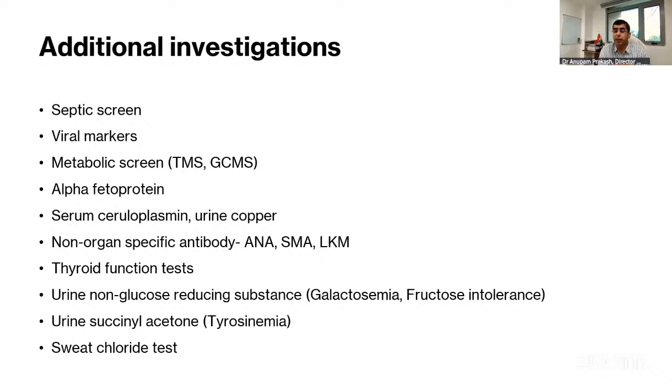So you may need to do a septic screen, and you will need to do viral markers to find out the etiology. Mass spectrometry for metabolic screening of inborn errors of metabolism, alpha fetoprotein for malignancies, serum ceruloplasmin and urine copper for Wilson's disease, non-organ specific antibodies again for autoimmune components: anti-nuclear antibodies, SMA, smooth muscle antibodies, and LKM, liver kidney microsomal antibodies. All these you need to do.